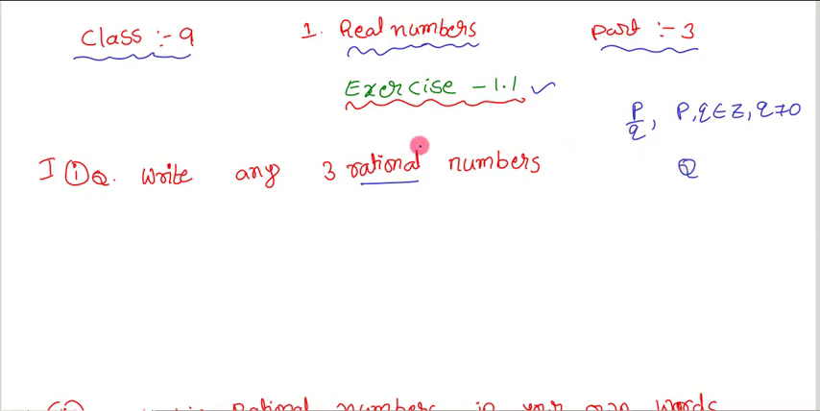That means if you want to answer this question, we need to write any three numbers which can be written in the form of p by q. For that, we can write an infinite number of examples. So let me write any three. 2 by 5, and 1.25 is also a rational number. Why? Because it's a terminating decimal number.